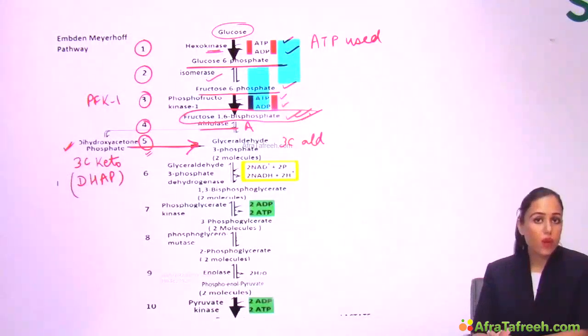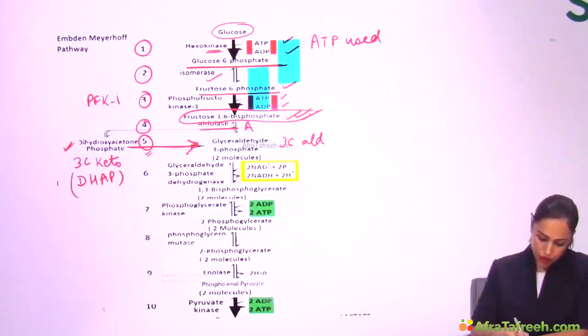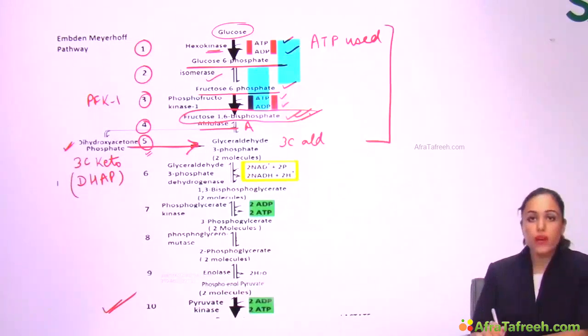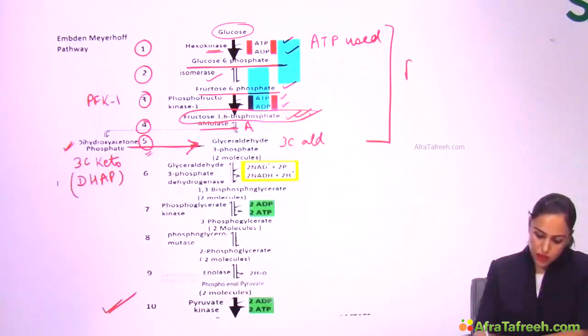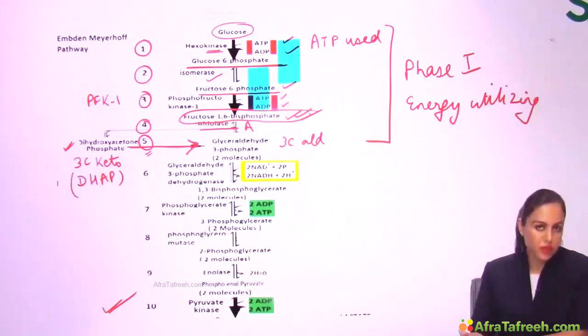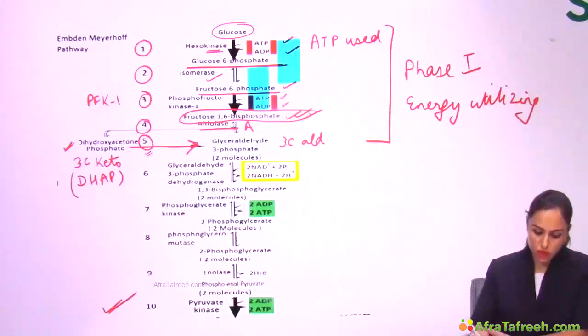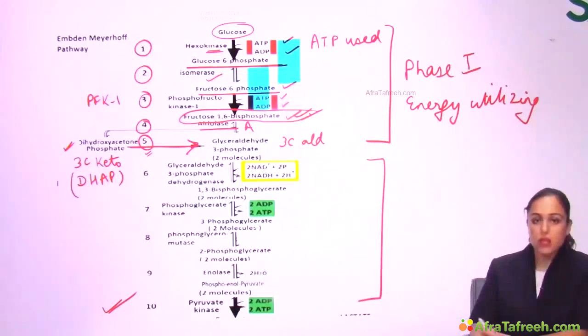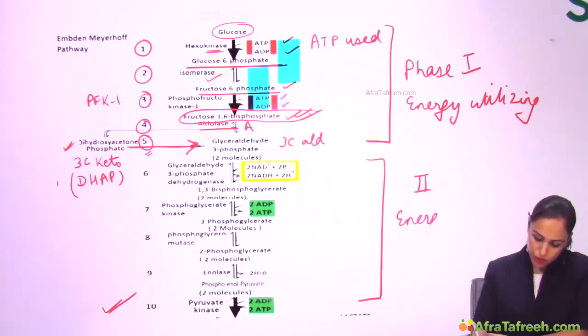Now see this glycolysis pathway as a whole. There are 10 steps in glycolysis. These first 5 steps we are done. These first 5 steps constitute phase 1 of glycolysis, also known as the energy utilizing phase of glycolysis, or you can say the investment of business. This is the investment of business, right? And phase 2, the next 5 steps, come in phase 2, and that is the energy producing phase of glycolysis.